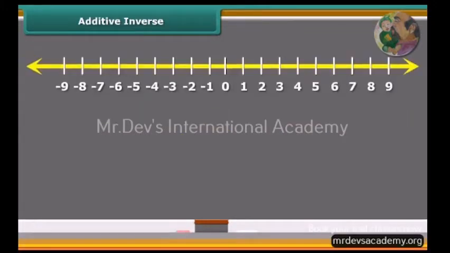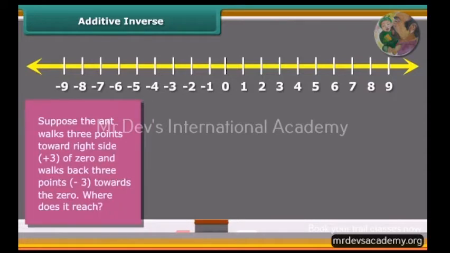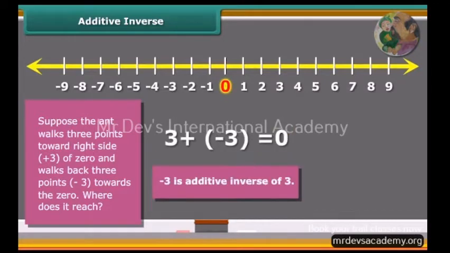Now we will learn additive inverse. Suppose the ant walks 3 points from 0 to the right side and walks back 3 points. Where does it reach ultimately? You can see that it will reach 0.